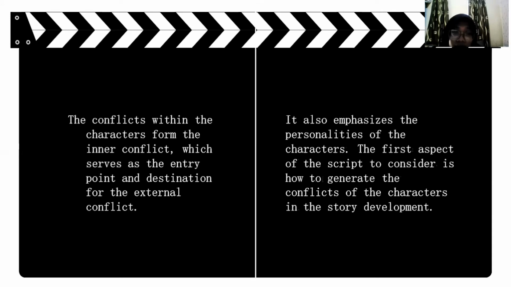The first aspect of the script is to consider how to generate the conflicts of the characters in the story development. Through the analysis of the inner conflicts of the character in story creation, this paper studies and summarizes how the inner conflicts of the characters are created and the inner mechanism of inner conflicts, and explores how they construct and depict inner conflicts of the characters at the visual performance level and also the sound performance level.